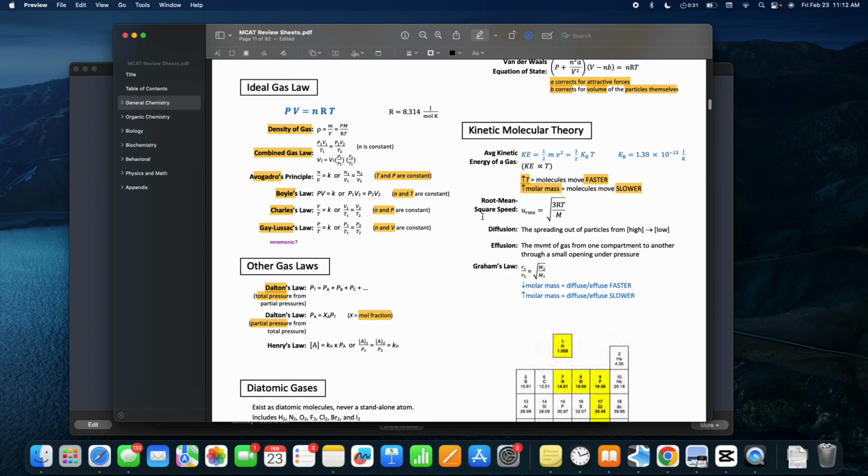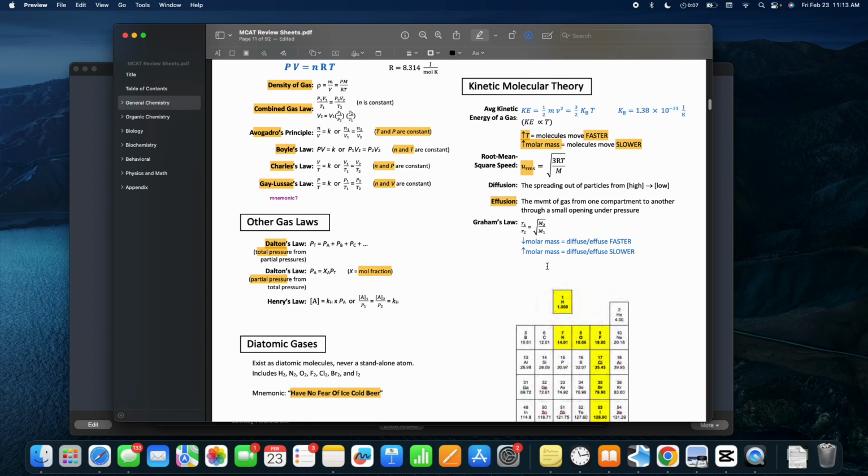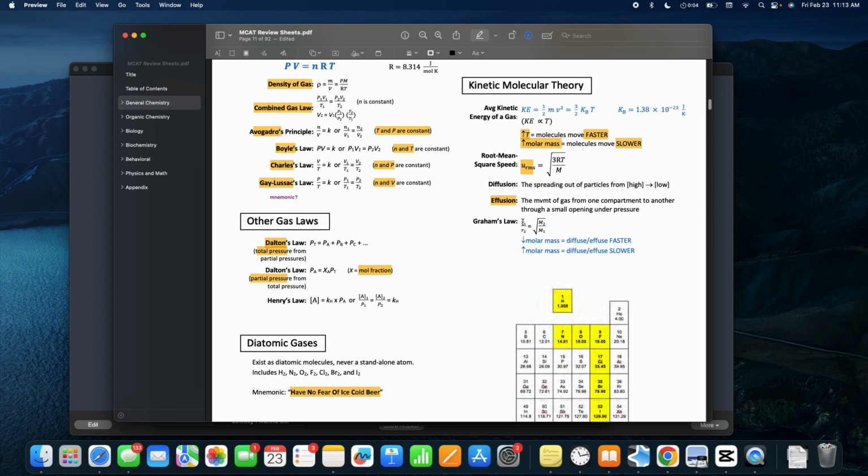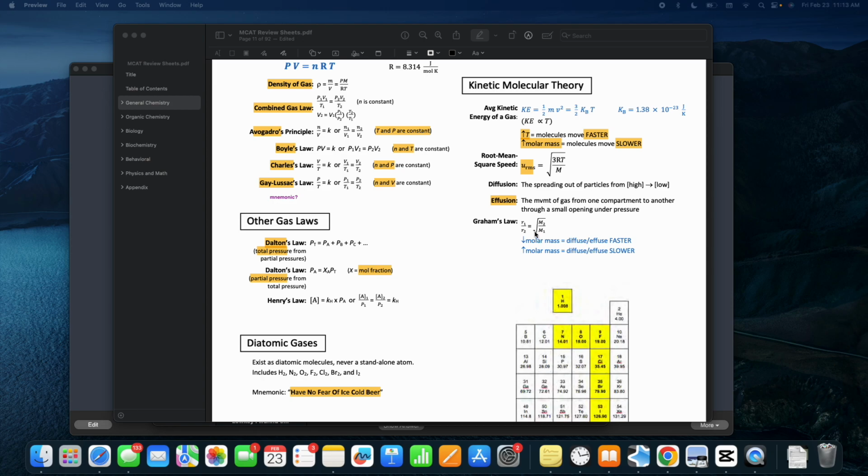So you have root mean square speed, which is this speed, and the radical of 3RT over m. We have diffusion, the spreading out of particles from high to low. Effusion, the movement of gas from one compartment to another through a small opening under pressure. And Graham's law is rate 1 over rate 2 equals the square root of m2 over m1. Lower molar mass equals diffuse or effuse faster.